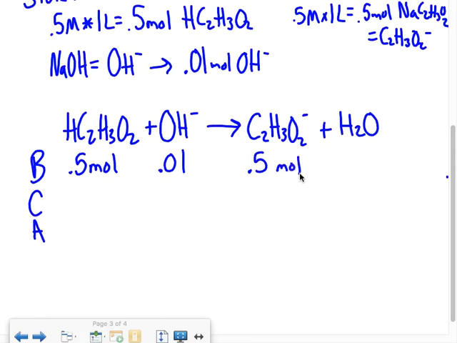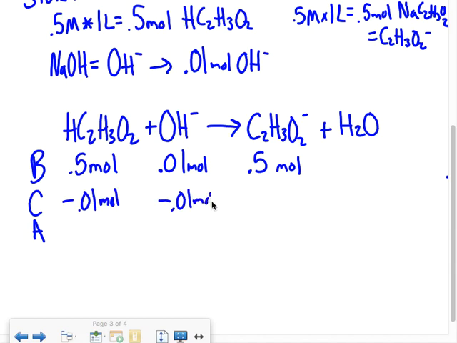All right, so this is stoichiometry. Limiting reactant, it's a 1-to-1 mole ratio, so the smallest moles at the start is going to be our limiting reactant. So we're going to change by 0.01 moles, decreasing on the left and increasing on the right.